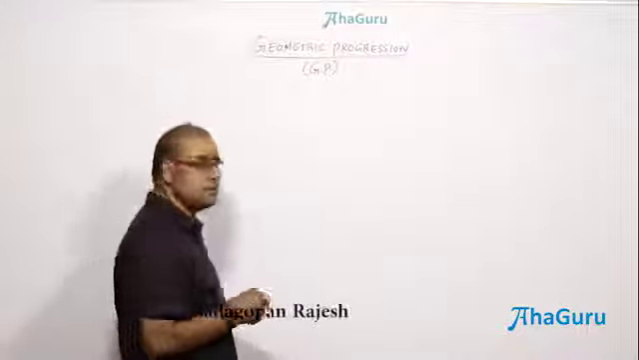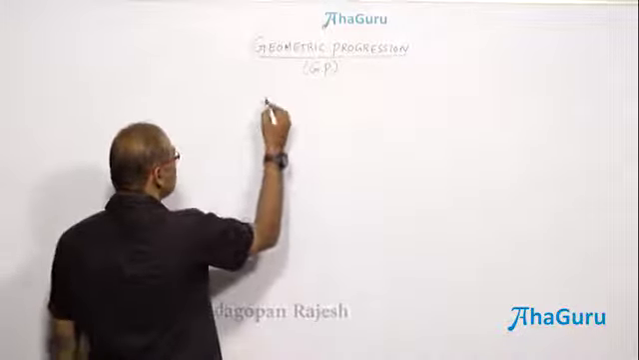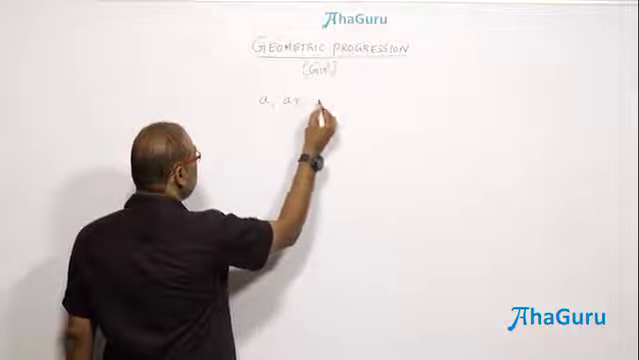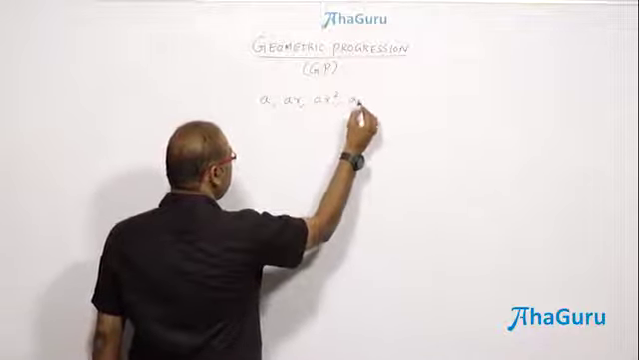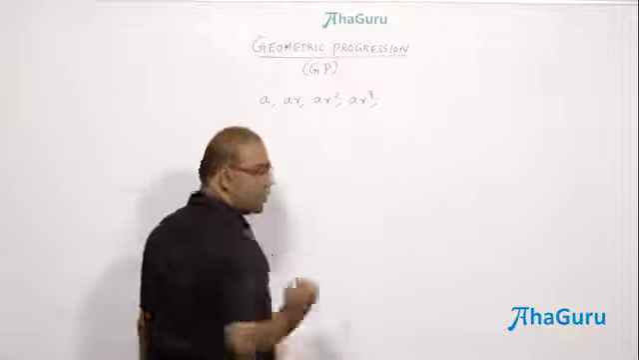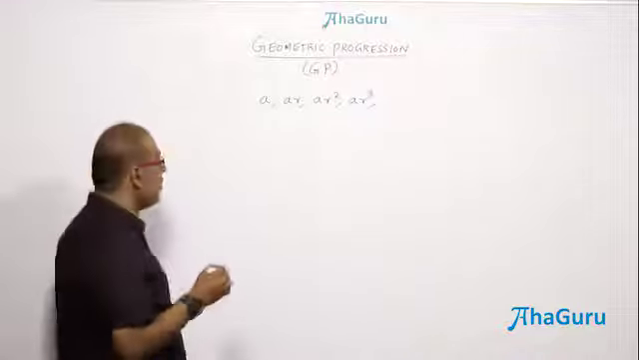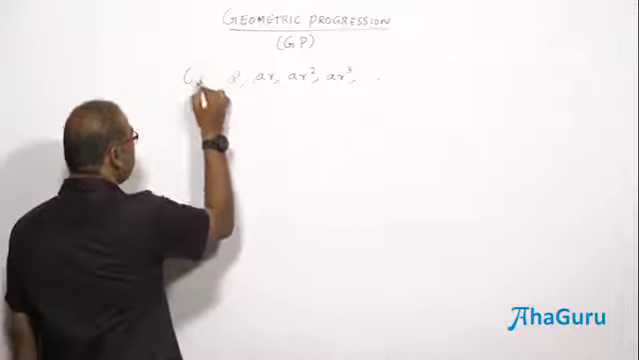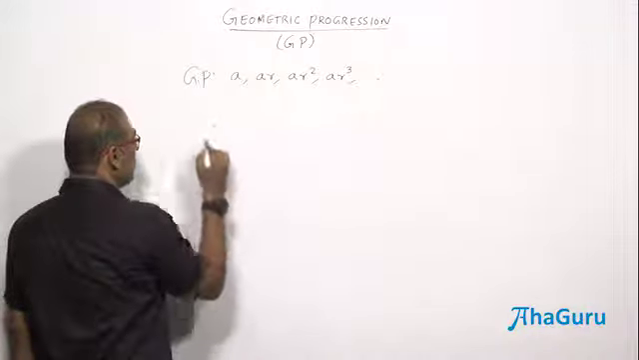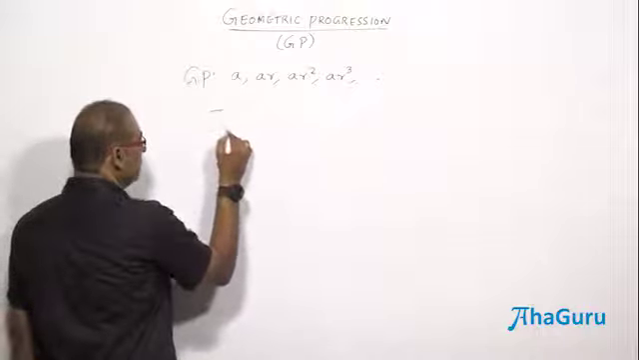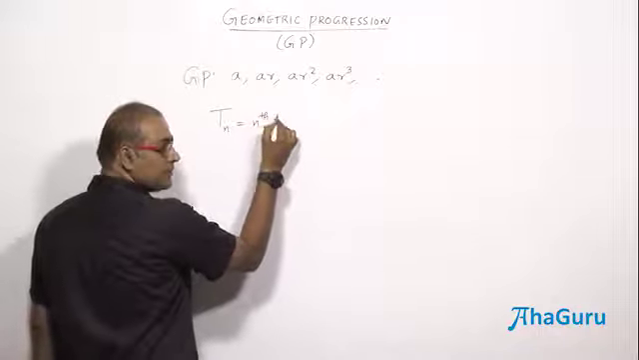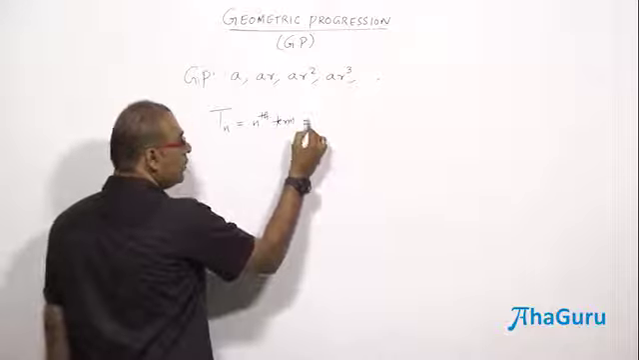Okay, now let us try to derive formulas for a general GP. So A, AR, AR squared, AR cubed, and so on. It may be a finite GP or an infinite GP. Suppose I want, this is the general GP, right? It's the first term. I want the nth term, just like in AP.